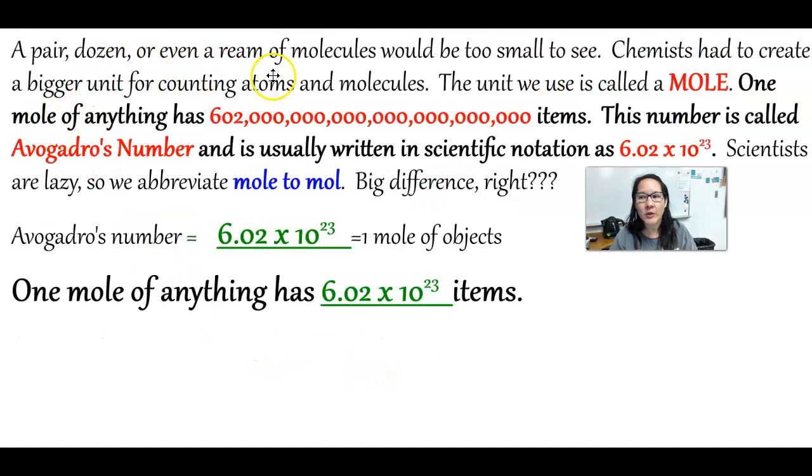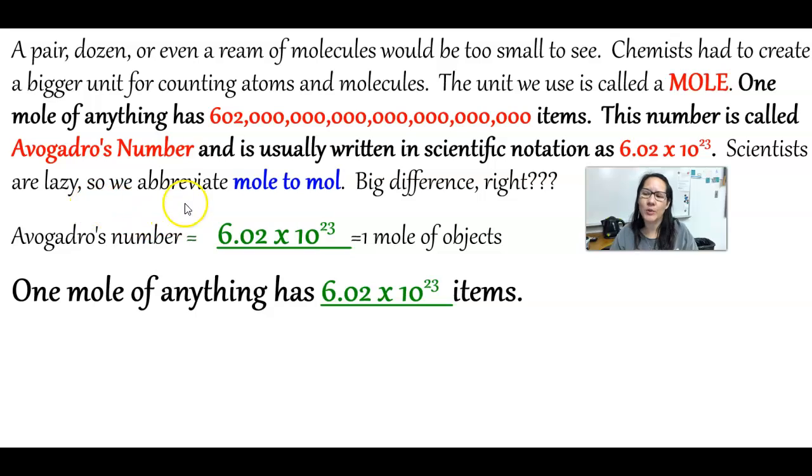A pair, dozen, or even a ream of molecules would be too small to see. Chemists had to create a bigger unit for counting atoms and molecules. The unit we use is called a mole. 1 mole of anything has 6.02 times 10 to the 23rd items. This number is called Avogadro's number and is usually written in scientific notation as 6.02 times 10 to the 23rd.